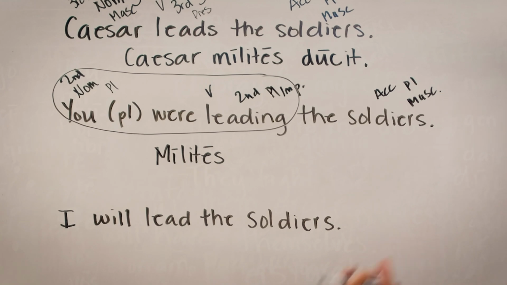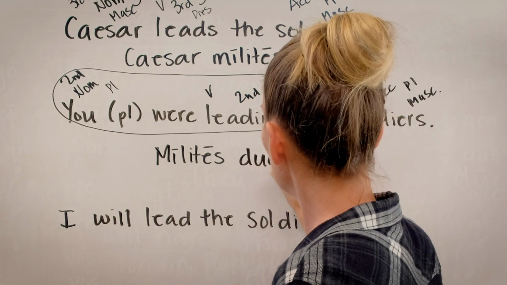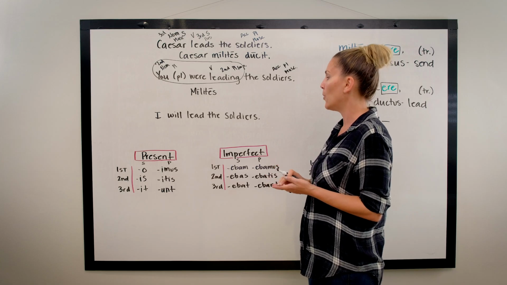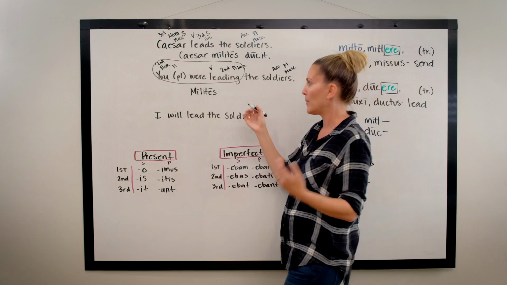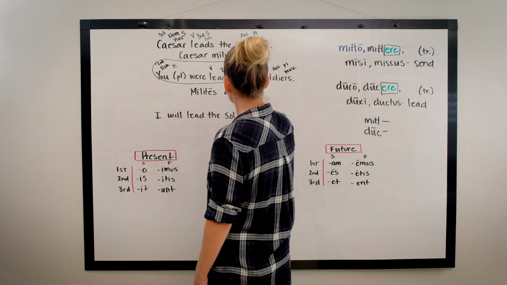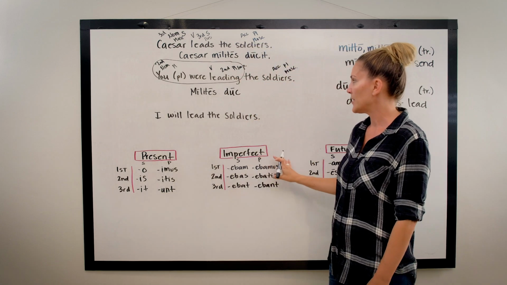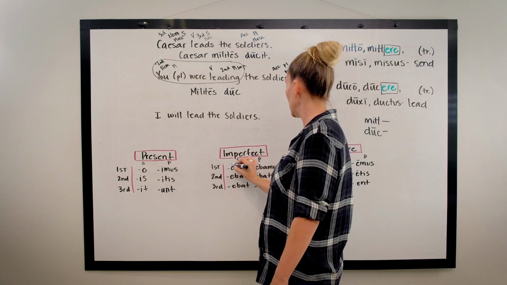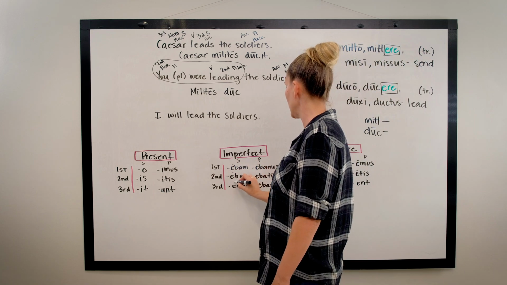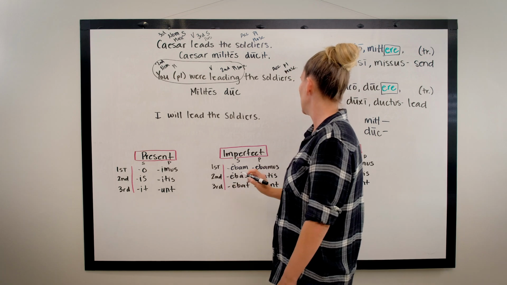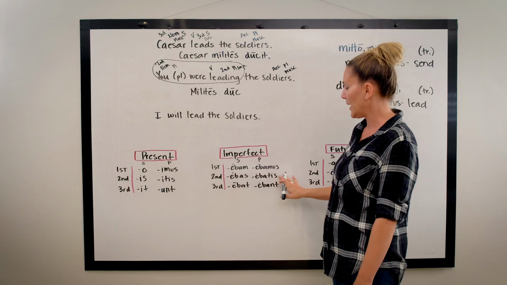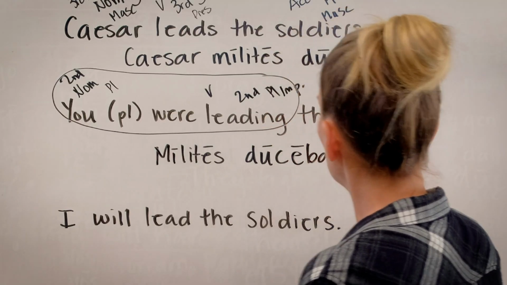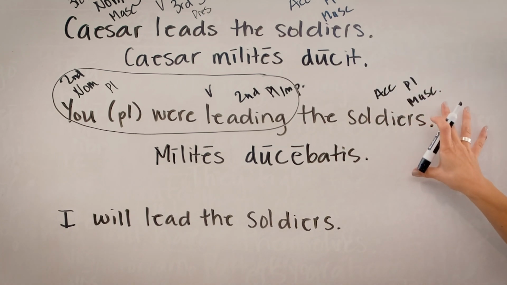So I need my stem, which I've determined is D, U, C. And then I need to find the imperfect second person plural form for the word lead. So I've already found my stem, which is D, U, C. And then I'm going to look down here at my chart. So imperfect second person plural. Actually, all of these are long E's. All right, just add those in. And so second person plural is going to be ebatis. So ducebatis. So that's what this verb form would look like.